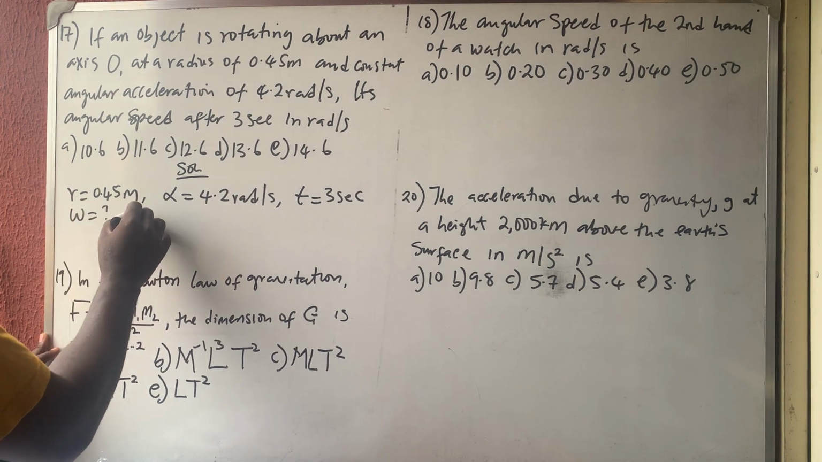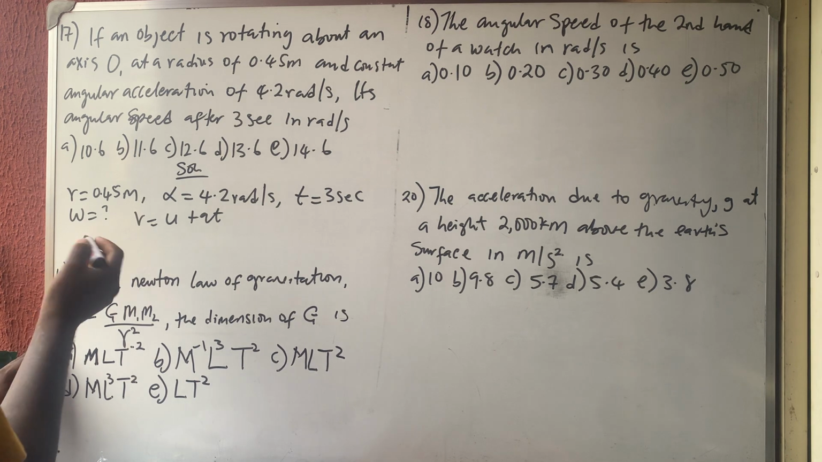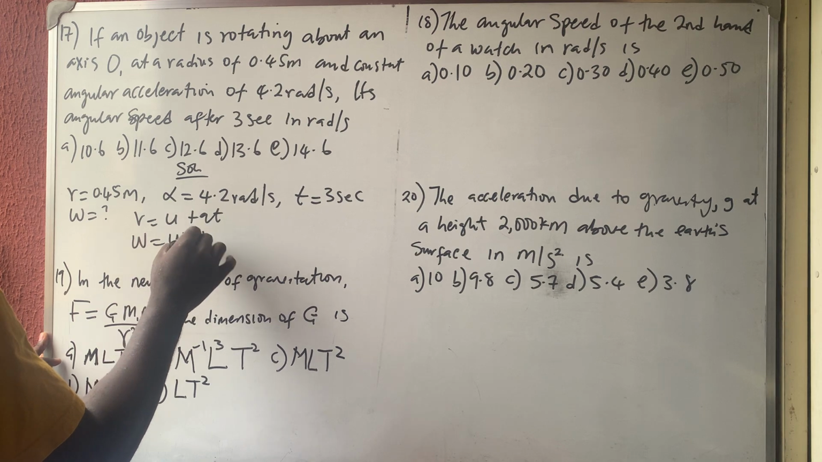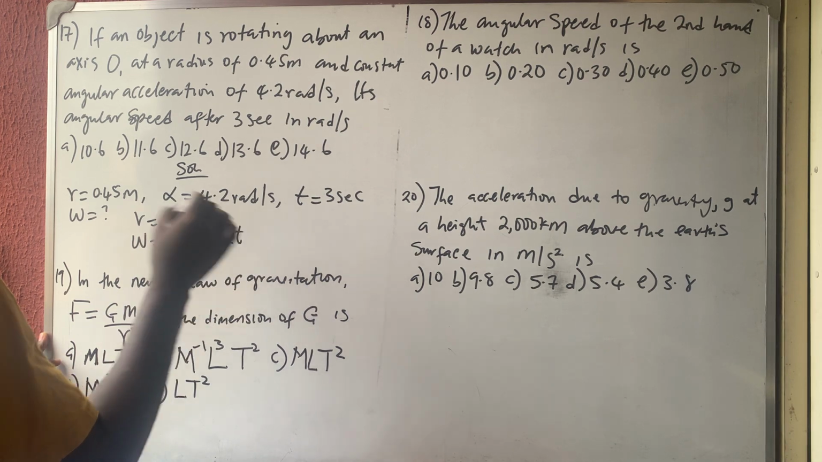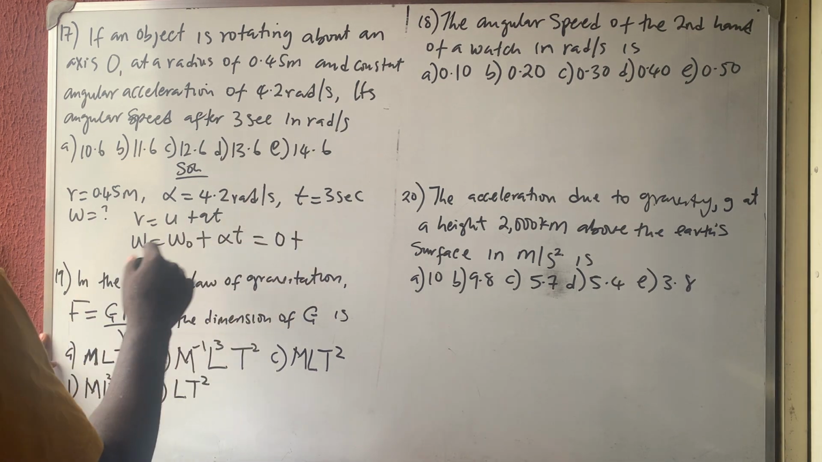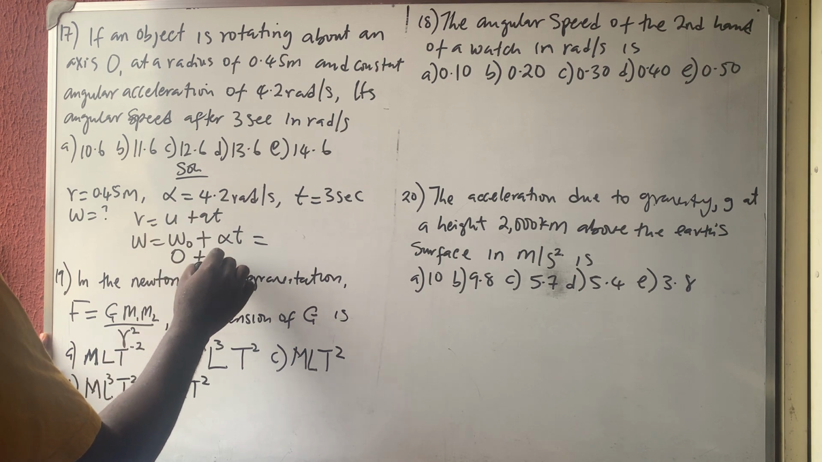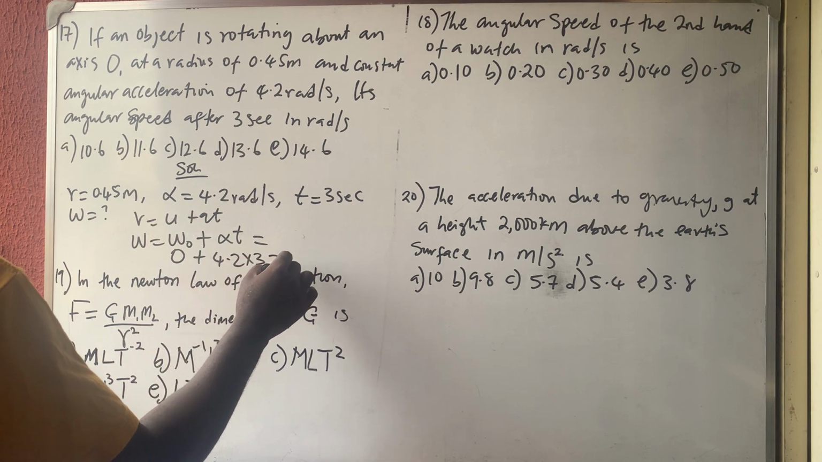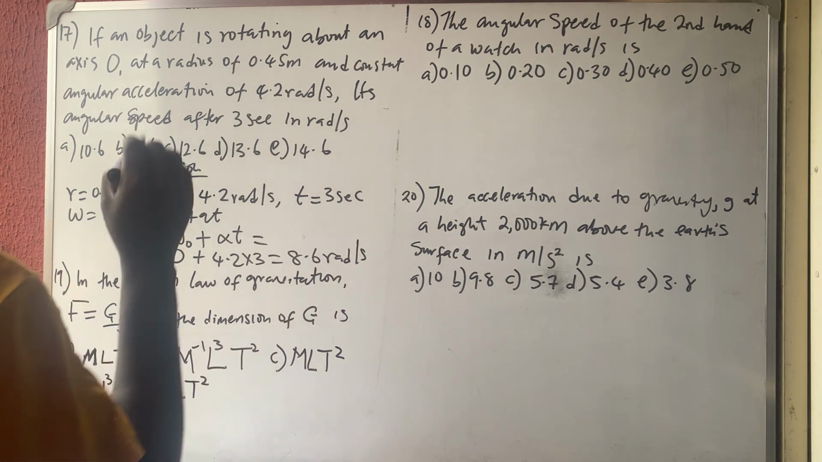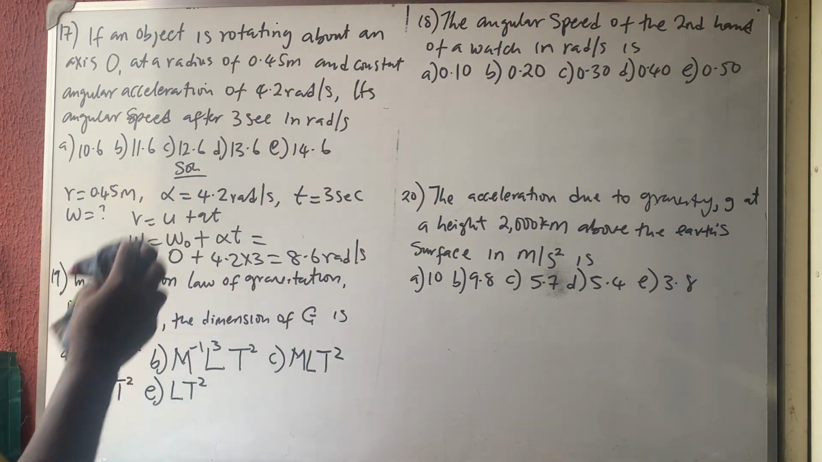But we know that v is equal to u plus at for linear velocity. So for angular, angular velocity is equal to initial angular velocity plus angular acceleration times time. So let's use this. Our omega naught is 0 plus 4.2 times 3, which will give you 8.6 rad per sec. So that is that for question number 17.